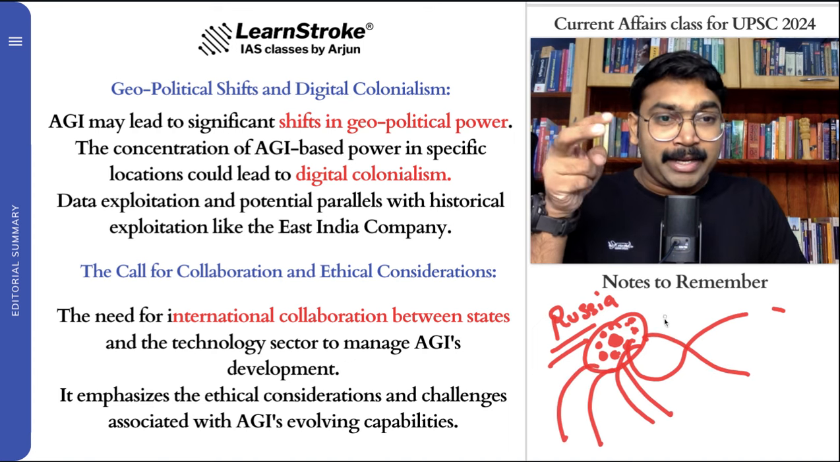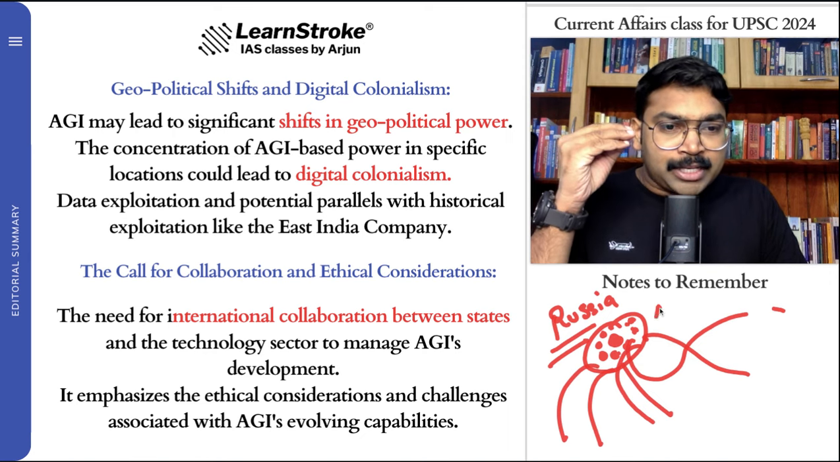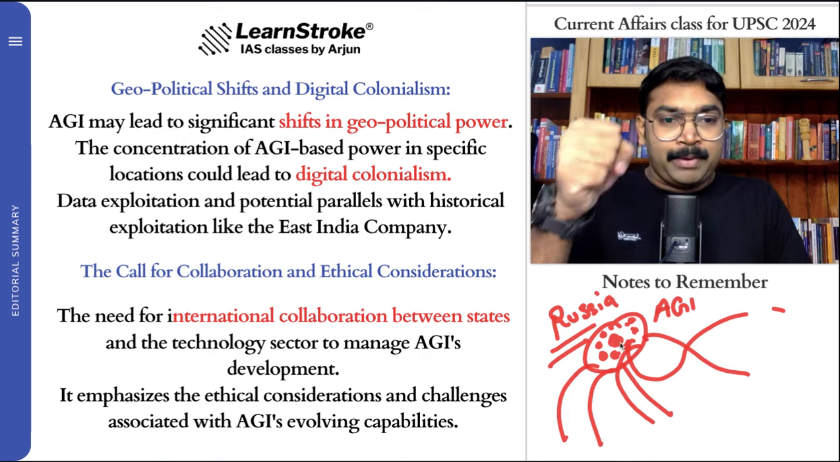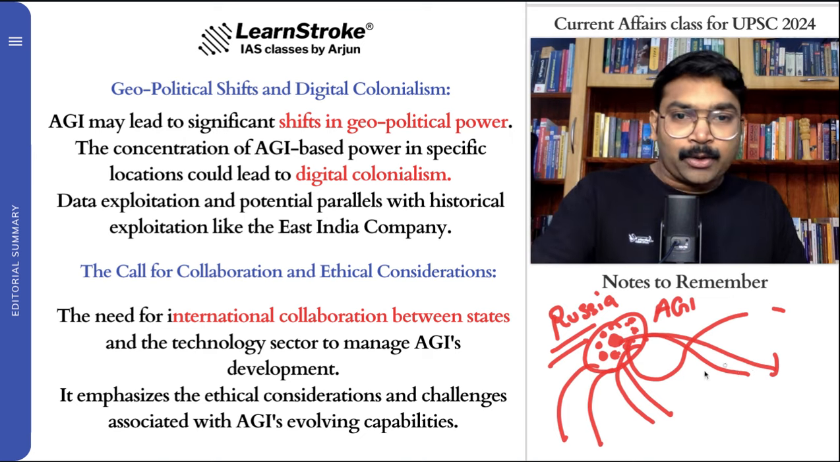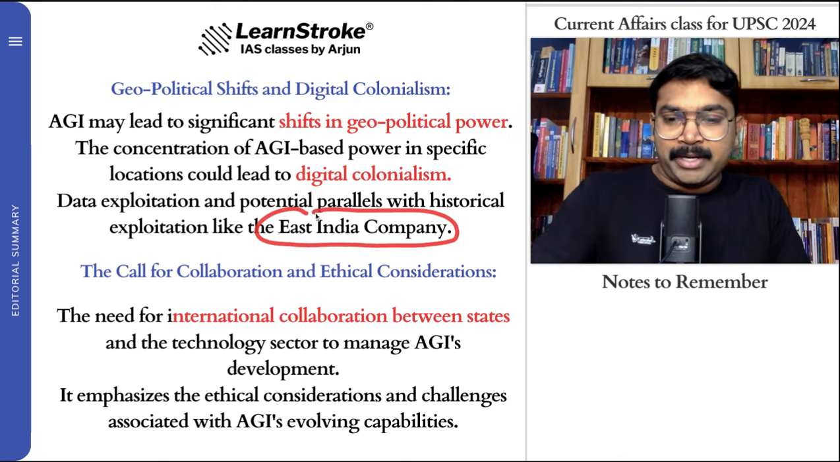Just like the East India Company from London controlled much of the world, a place which has got the AGI capacity, everything will be from that place. So it will create digital colonialism, and with potential, it can be even worse than the East India Company.